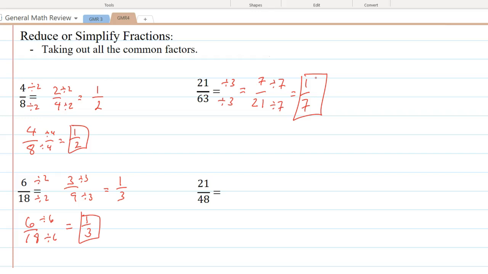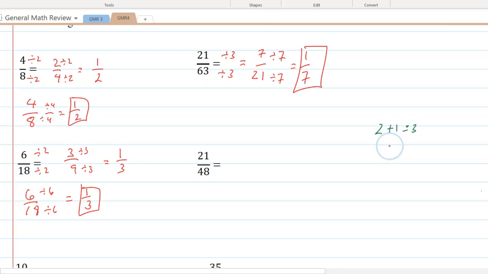Now, 21 and 48. Off the top of my head, I don't know what goes into it. I know that 21 is divisible by 3 and 7 because that was in the last problem, but not necessarily 48. So I'm going to use the trick again. For 21, 2 plus 1 is equal to 3, and for 48, 4 plus 8 is equal to 12. Well, I know that 3 and 12 are both divisible by 3. That means I can come back to my problem and I can reduce by 3. Whatever I do to the top, I also do to the bottom.